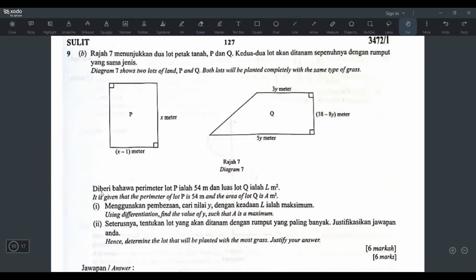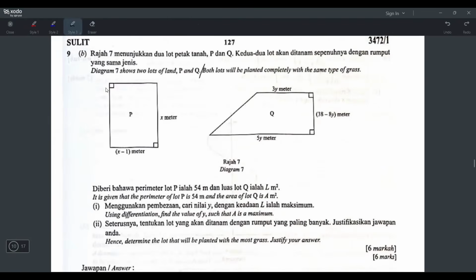Okay, I'm doing 9B. Let's go. Diagram 7 shows two lots of land, P and Q. So this is a land, a very weird looking land. Both lots will be planted completely with the same type of grass. So it's land, like tanah, and they want to plant the same type of grass. So let's look at the first land.